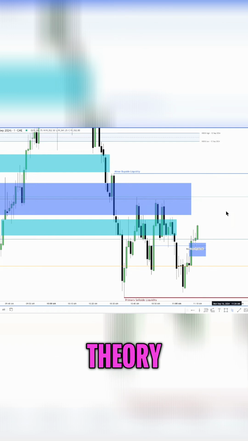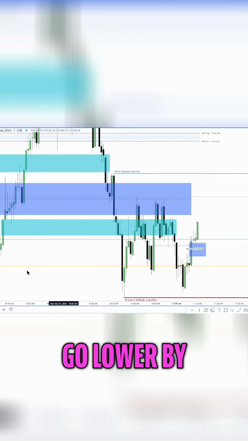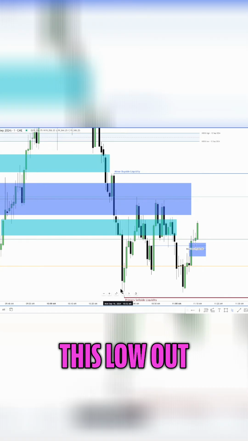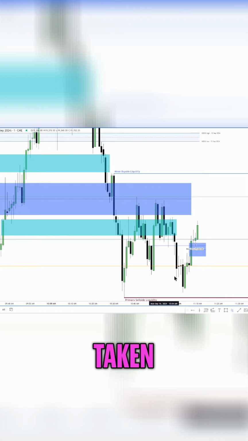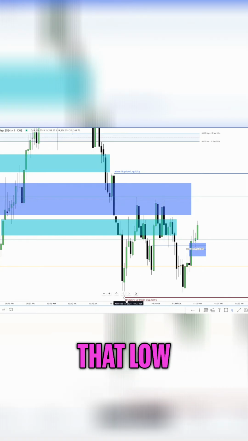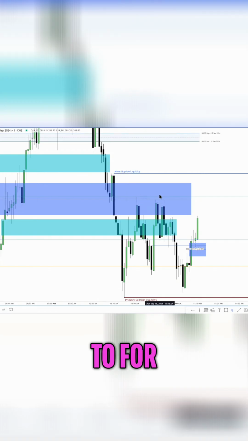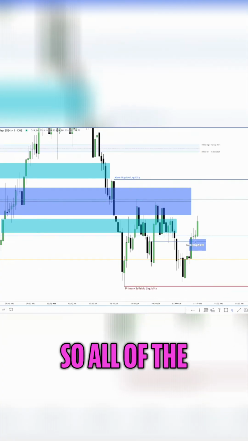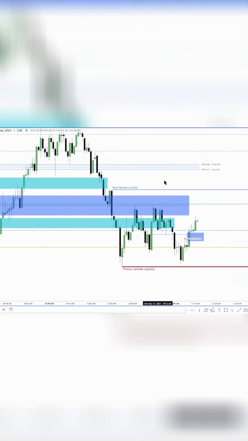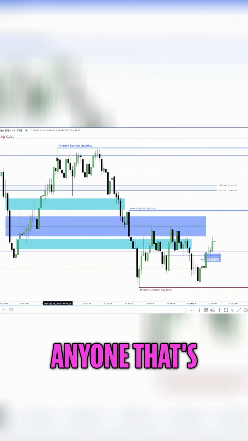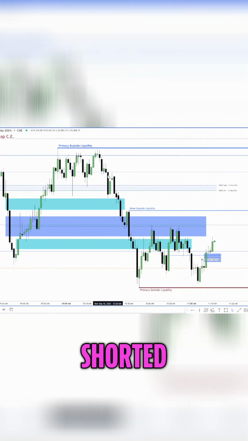You're testing the theory. It's already tried to go lower by taking this low out here. This low was taken out here, but this low did not take out that low. And we have clean highs that could be easily trailed to for buy stops that are used to more or less protect the people that are short. So all the movement here, anyone that's short up in here or shorted there, that's actually a nice one.